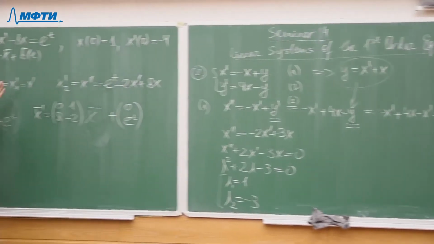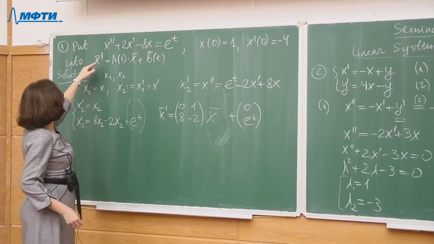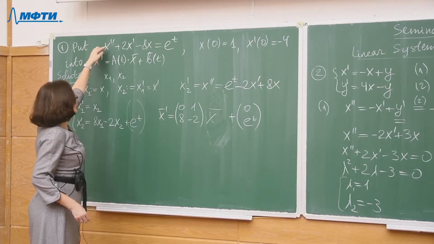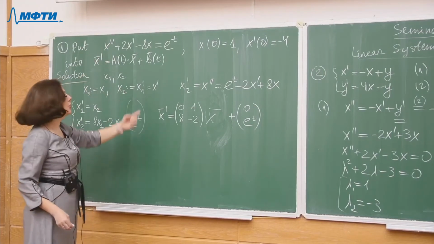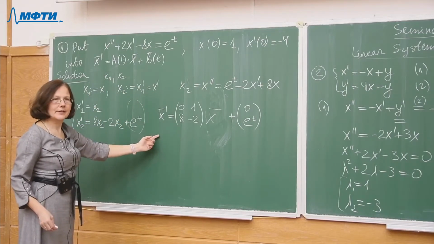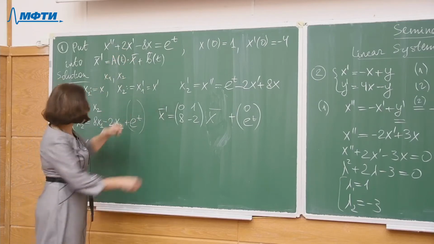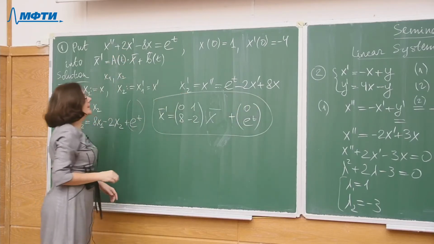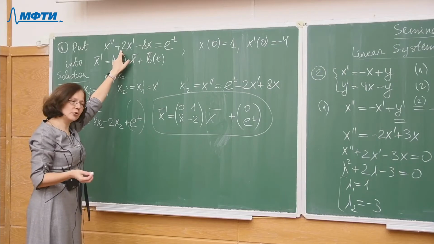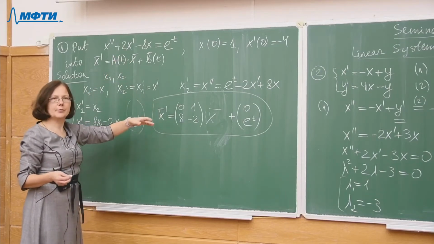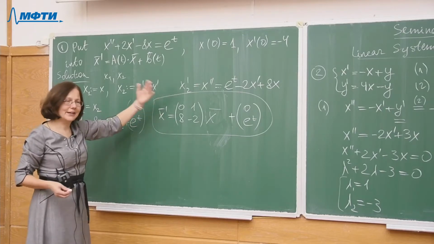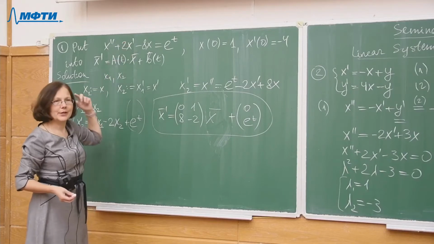So this form. The first example shows how to go from one second order equation to a linear system of first order equations, right? Move from this form, not solve. The task was not to solve, only to rewrite this second order equation as a first order system of linear equations. Just rewrite, and we can see that we may go back from the linear system to one equation.